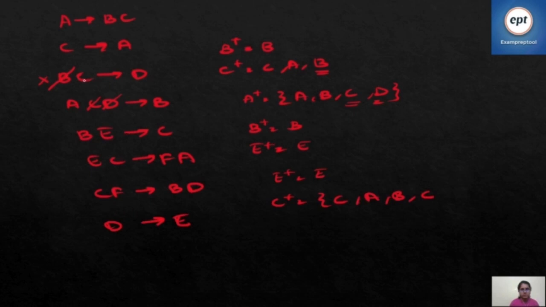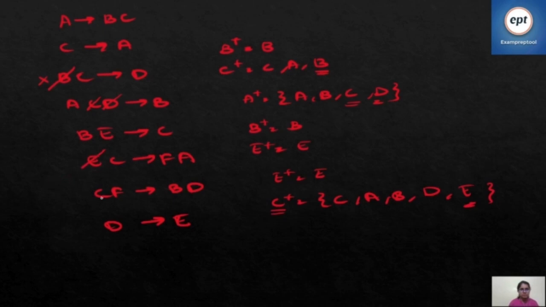From C we can derive D also, so this will be D. And you can see that from D we can derive E. So the closure of C has E also. So C can derive E. That's why E is the extra attribute here, so we will cancel E in this.